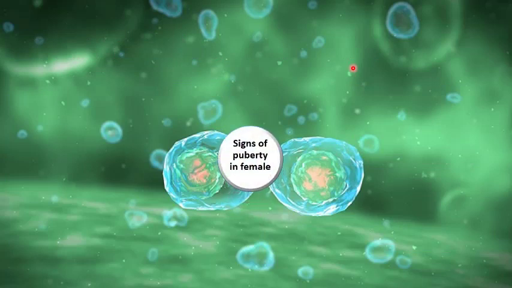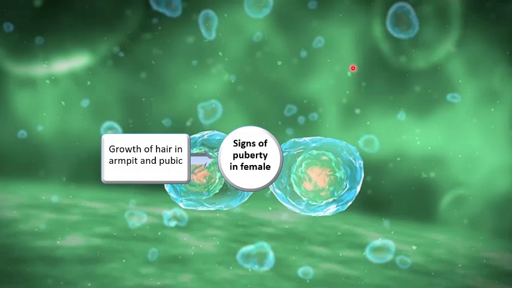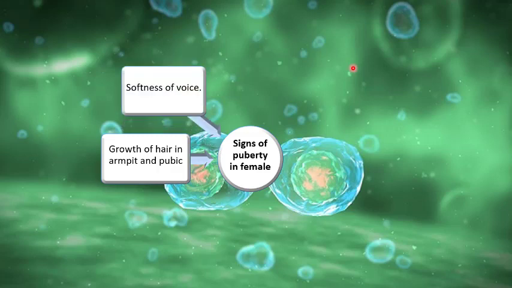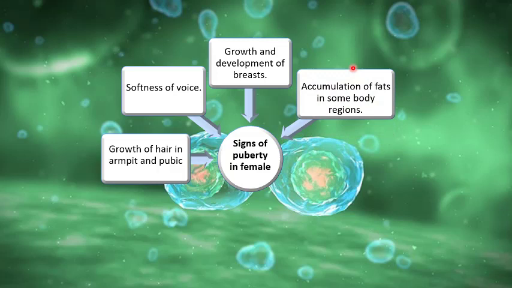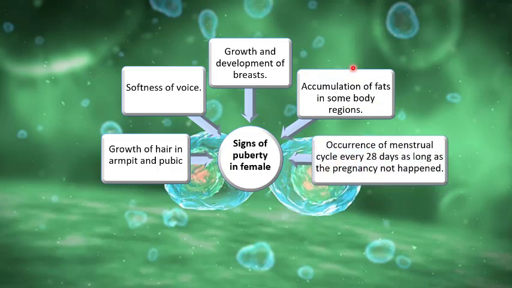Signs of puberty in female. Number 1, growth of hair in armpit and pubic area. Number 2, softness of voice. Number 3, growth and development of breasts. Number 4, accumulation of fats in some body regions. Number 5, occurrence of menstrual cycle every 28 days as long as pregnancy has not happened.